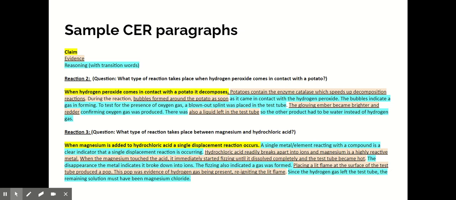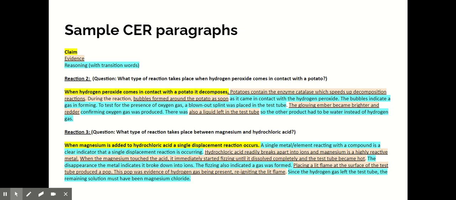Mind you, these are straight student examples. So while it might not be absolutely perfect, it's a pretty good example of a CER paragraph. The next question: what type of reaction takes place between magnesium and hydrochloric acid? So our claim: when magnesium is added to hydrochloric acid, a single displacement reaction occurs. Done, to the point. A single metal or element reacting with a compound is a clear indicator that a single displacement reaction is occurring. Hydrochloric acid readily breaks apart into ions, and magnesium is a highly reactive metal.